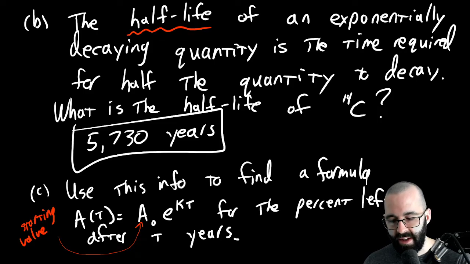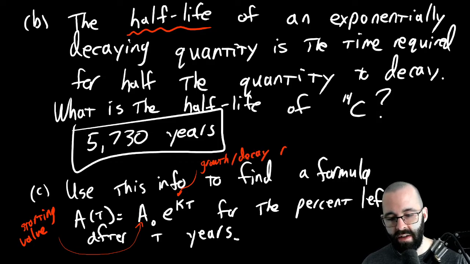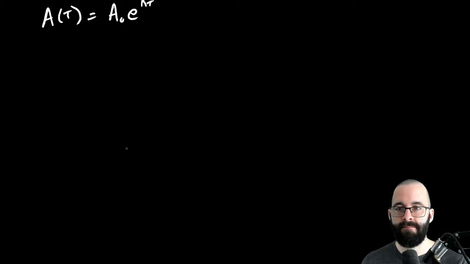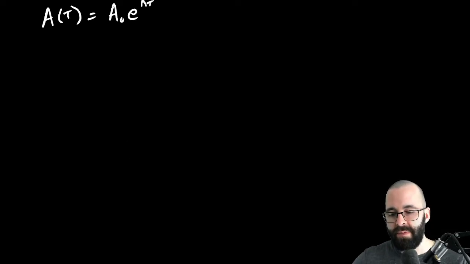Okay, let's look at this. All right, K is going to be our growth or decay rate. And oftentimes we're going to have to find it, and it can be a little messy. Let's try to fill in the blanks. A naught e to the KT. Well, let's plug in some points and try to solve for some of these letters.